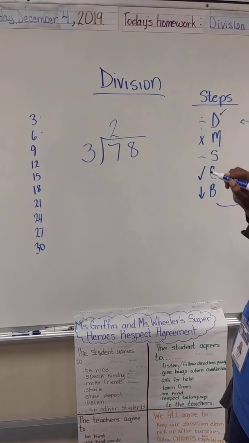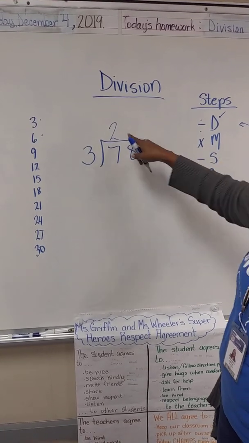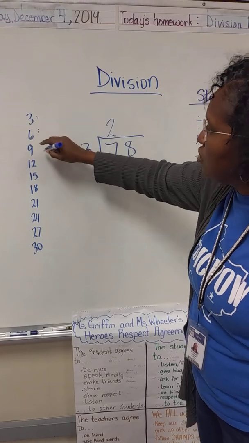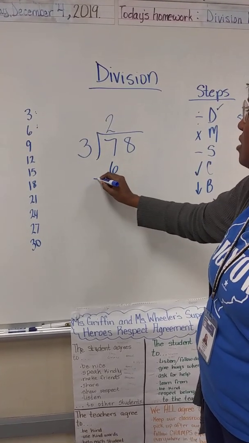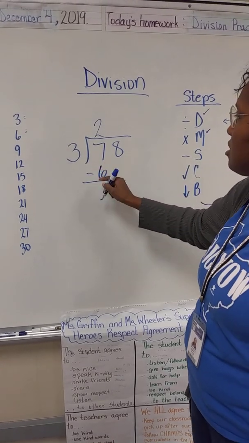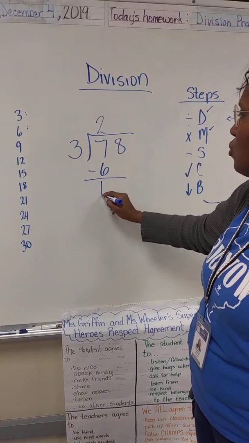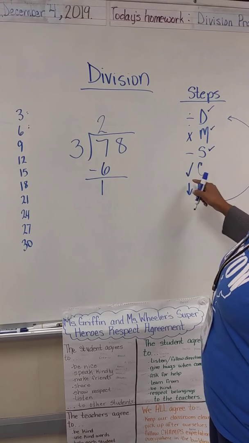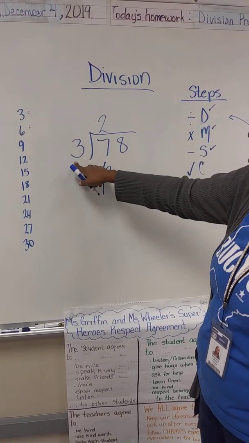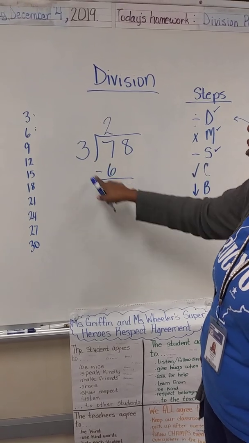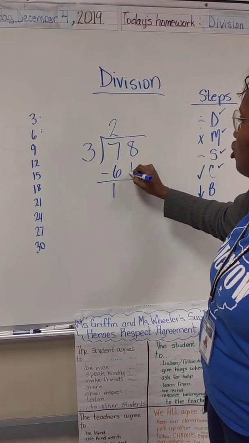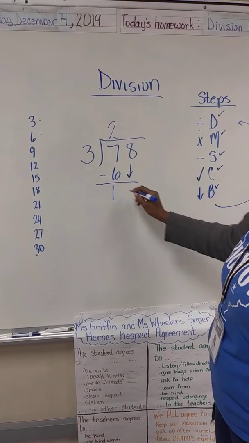So I've divided. Next, I'm going to multiply. 2 times 3 equals 6. So I'm going to write my 6 here. I've multiplied, so then I subtract. 7 take away 6 is 1. And then I'm going to check. Is my answer less than my divisor, which is 3? 1 is less than 3. I can check that off, and then I'm going to bring down my 8.